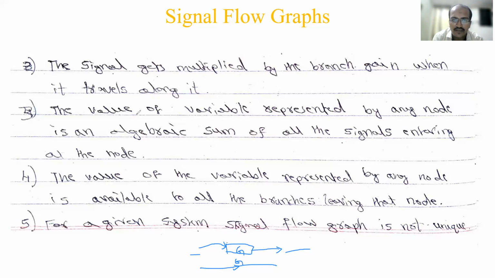The third property: the value of the variable represented by any node is the algebraic sum of all the signals entering at that node. I told you these are called nodes. There may not be only a single path; there may be parallel paths, which we call forward paths. If any feedback path is there, we show it below, with the arrow shown in reverse.